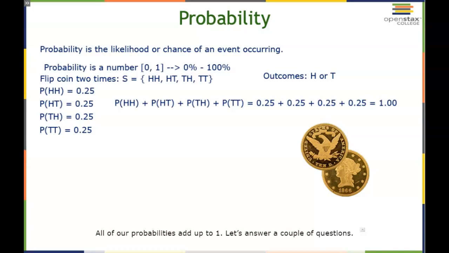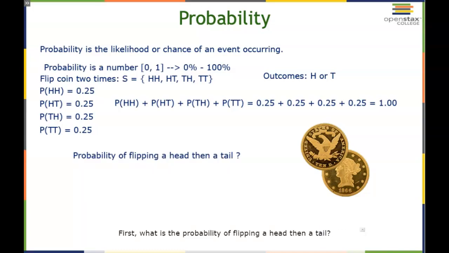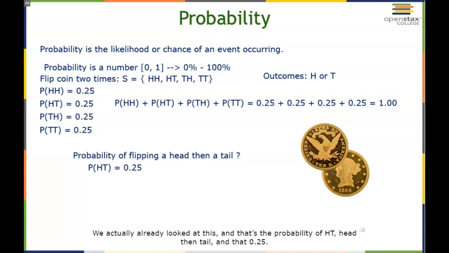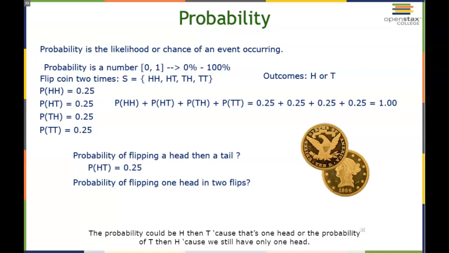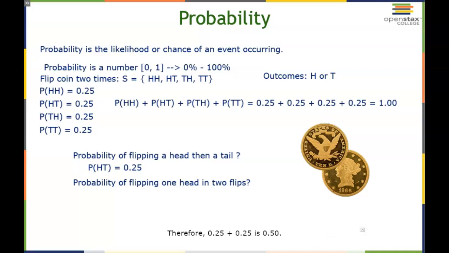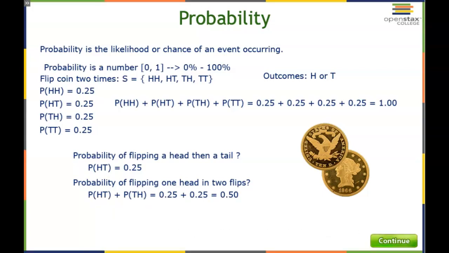Let's answer a couple of questions. First, what is the probability of flipping a head, then a tail? We've actually already looked at this, and that's the probability of an HT, head then tail, and that's 0.25. What's the probability of flipping one head in 2 flips? The probability could be H then T, because that's one head, or the probability of T then H, because we still have only one head. Therefore, 0.25 plus 0.25 is 0.50.